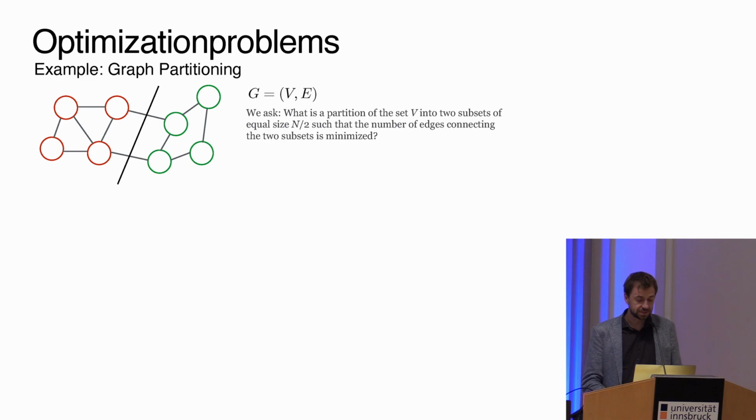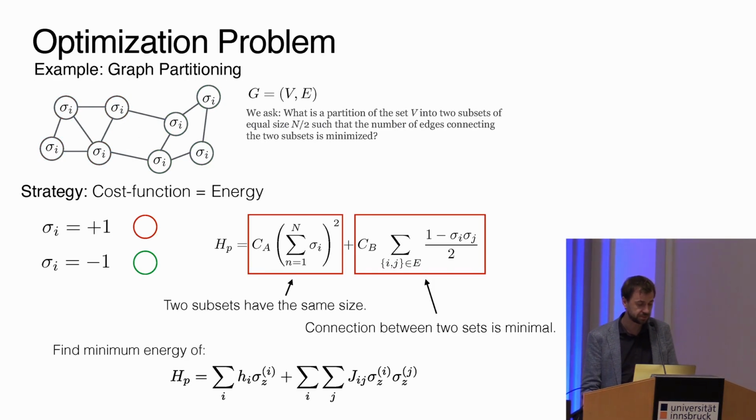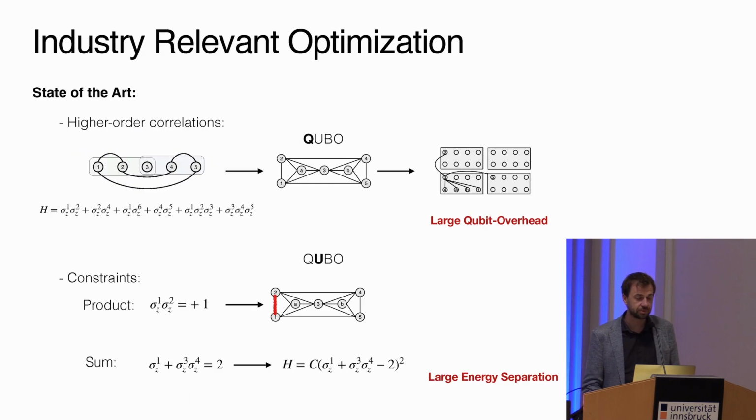The way we solve this is we introduce a cost function, which is then the energy of our physical system. In this particular case, we do this by introducing spins, which now sit on the nodes. This is an important thing: the nodes of the graph become the spins. And then we find a Hamiltonian which has the ground state of this problem as the energy function. In this particular case, this Hamiltonian will consist of two parts. One which tells us that we have a subset of equal size, and the other one which tells us that the number of connections is minimized.